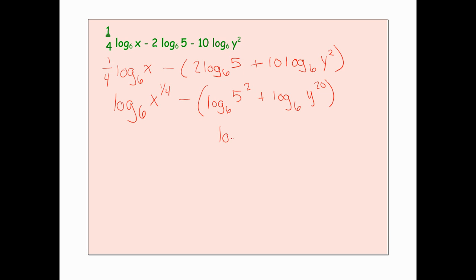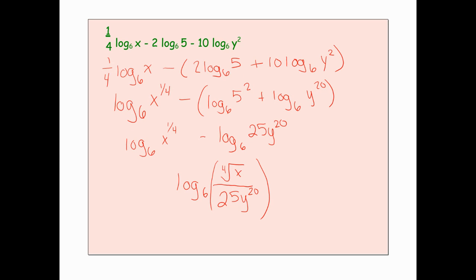So I end up with log with base 6 of 25, because 5 squared is 25, and then this becomes multiplication, y to the 20th. Log with base 6, x to the 1/4. Now, because of the subtraction, we know it's the quotient. So now I condense to one logarithm, log with base 6, and it's the 4th root of x over 25y to the 20th power. Again, if you want to put it all in parentheses, remember that it's a single logarithm. It's not log over log.